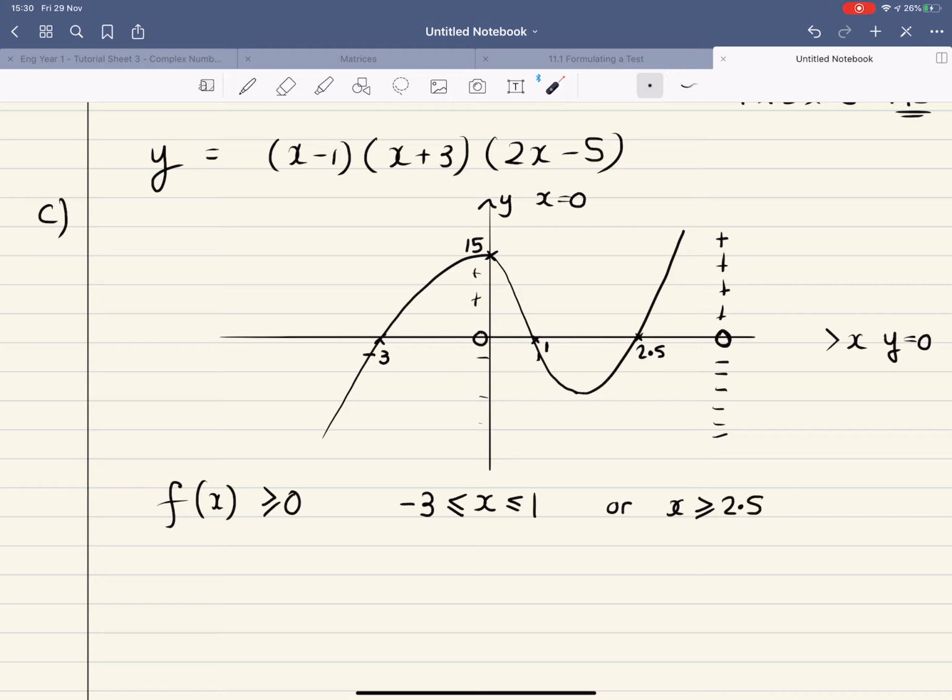Because on this side here, look, the cubic is in the positive part. Okay, so that's what you need to do there. Everybody happy with that one?